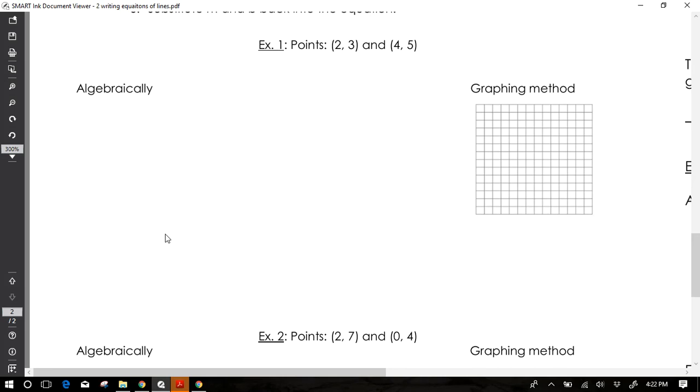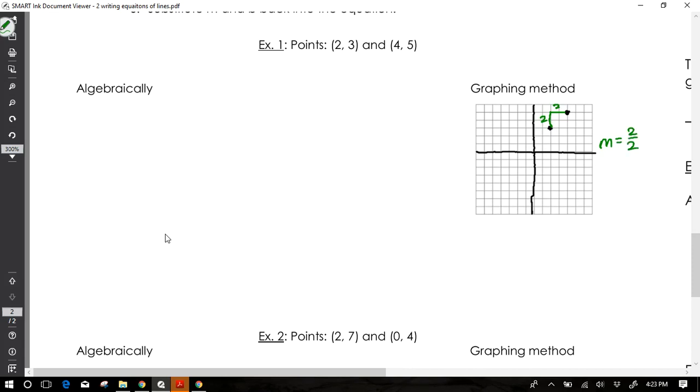So the very first step in the graphing method says to plot both of these points. So let me start out by drawing my x and y axes. And now I'm going to plot the points. So over 2, up 3, over 4, and up 5. So there's my 2 points. Step 2 says, find the slope using rise and run. So my slope then is up 2 over 2.